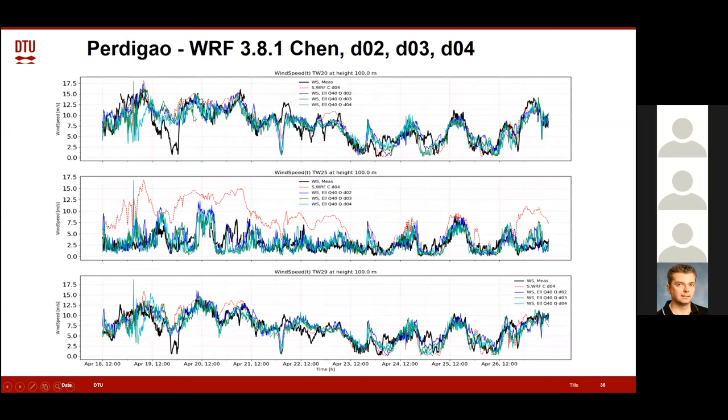But we can also see that none of the models, neither WRF nor the microscale models, are capable of reproducing what's happening in the evening here between the 19th and 20th of April.